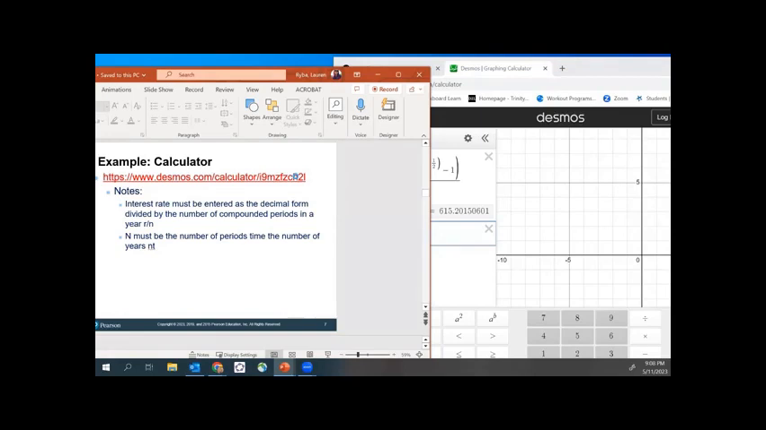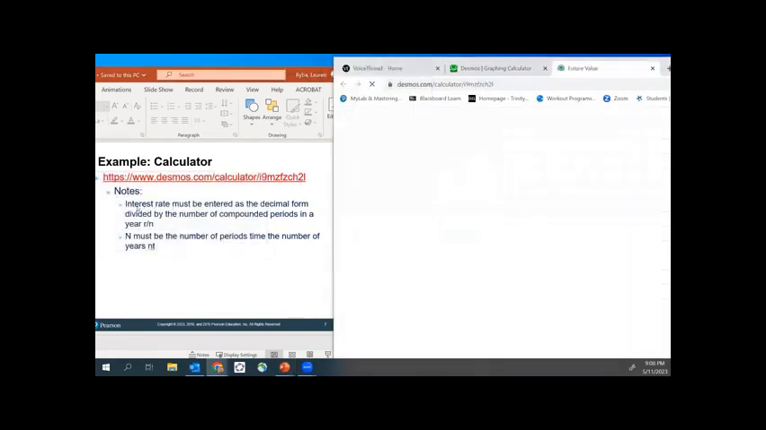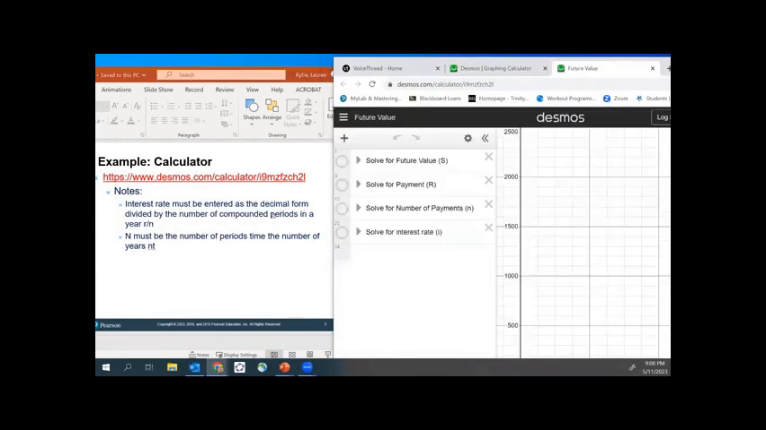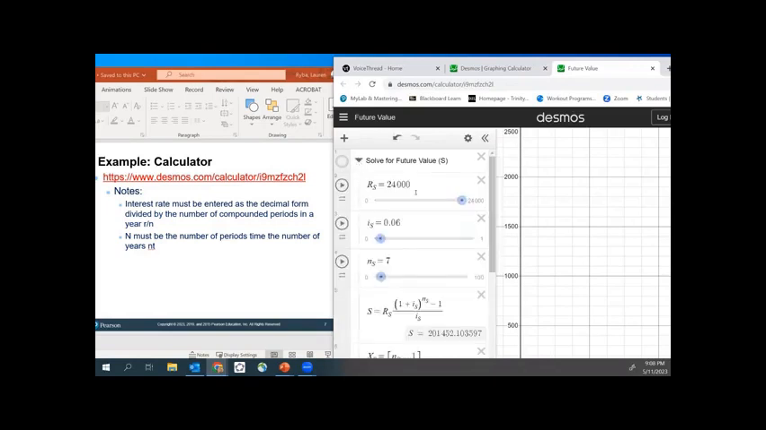And the note here says your interest rate must be entered as the decimal form divided by the number of compounded periods in the year. So we're going to take R divided by N, and we're going to type it in that way in this calculator. And then N, the number of payments, must be entered as N times T, or N times Y. So we want to solve for our future value.